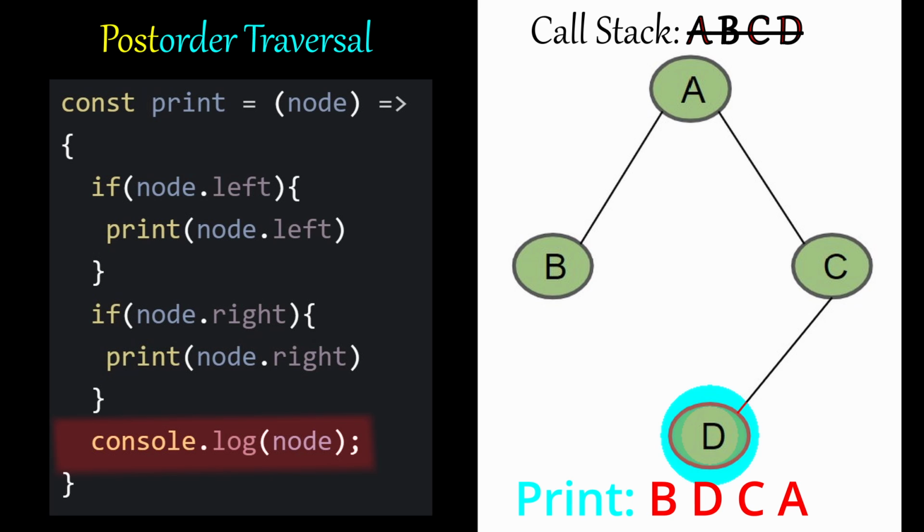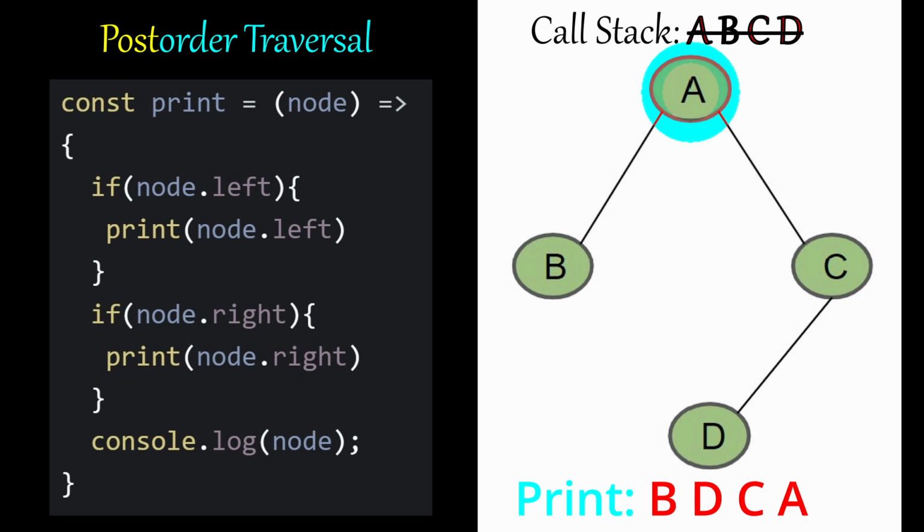So we can see that the Postorder traversal printed the nodes in this way. First, it printed node B, which is the left child of the root node. Then it printed the left child of node C, which is node D. And then it printed node C. And finally, it printed node A.